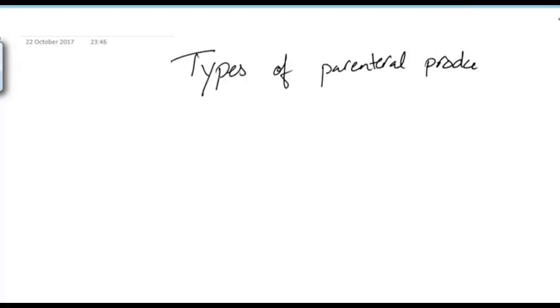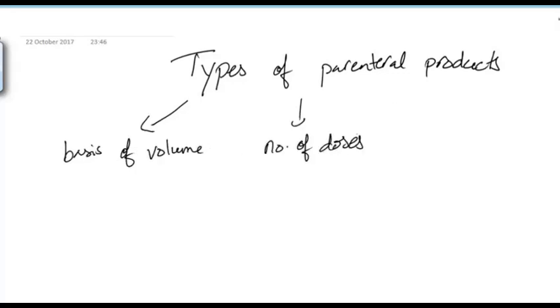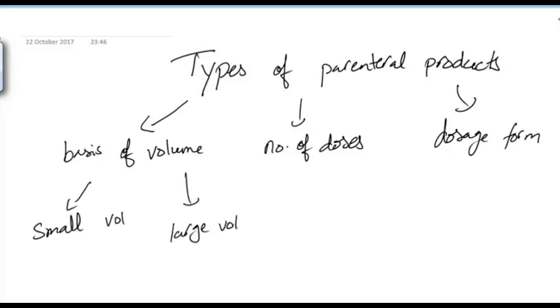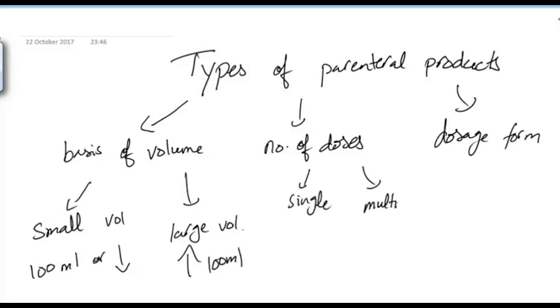Now there are different types of parenteral products that are available, and they can be classified on different bases. It's going to be on the basis of volume, on the basis of number of doses, and on dosage form. On the basis of volume, we have small volume and large volume products. Small volume is 100 ml or less, and large volume is more than 100 ml. In number of doses, it's going to be single dose and multiple dose.